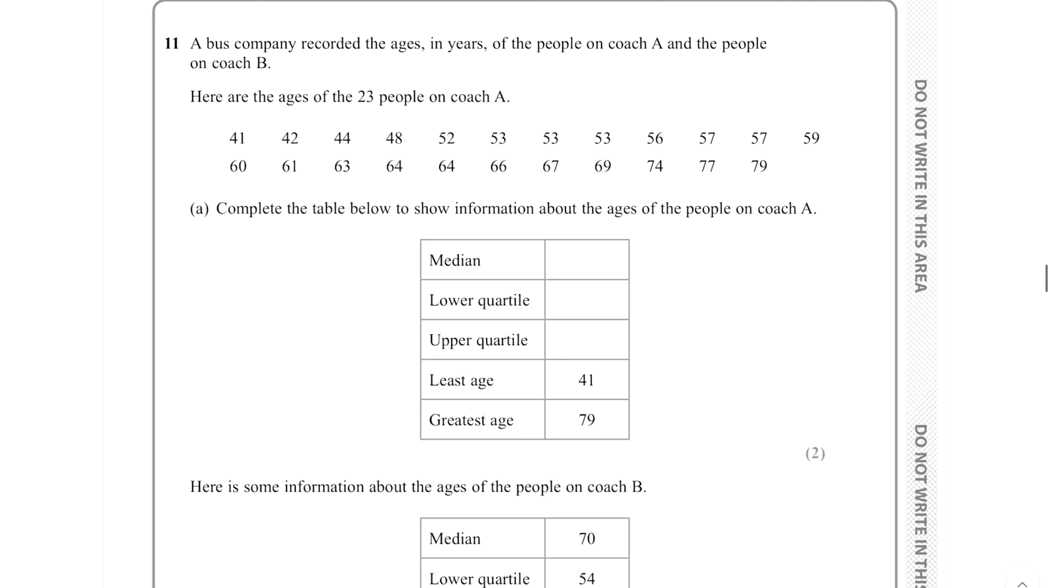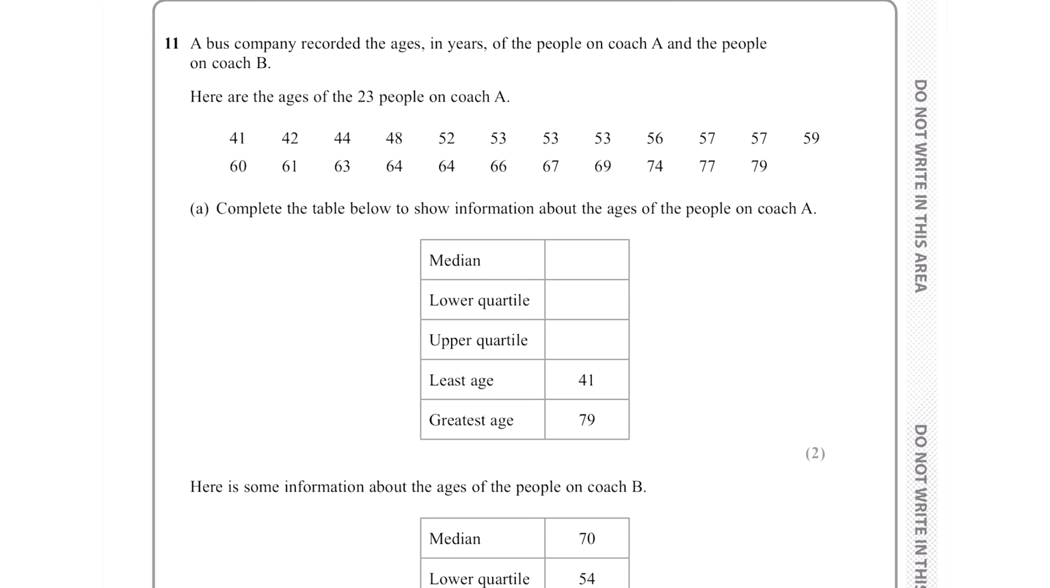A bus company recorded the age in years of people on coach A and people on coach B. Here are the ages of 23 people on coach A. Complete the table below to show information about the ages of people on coach A. Okay, and what's the median, the lower quartile and the upper quartile?